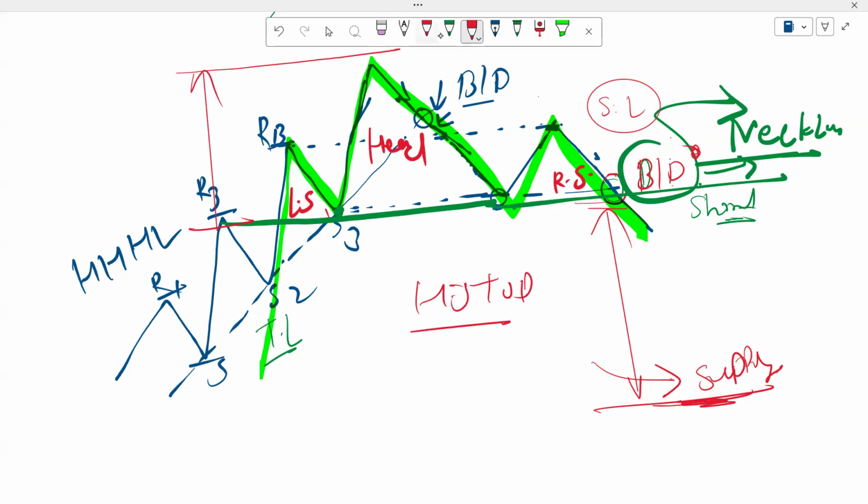Why am I saying top? Because it is reversing from the top. Are you able to observe that this is a top? This is the topmost position, and your stock is reversing from the topmost area. So this is a head and shoulder top.